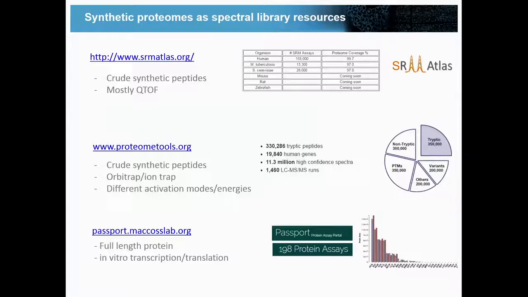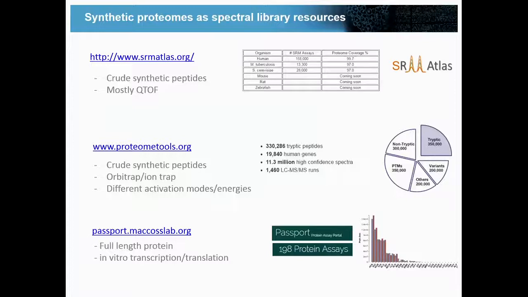And what they've now synthesized is like 330,000 tryptic peptides, and they've measured them in a similar way to here, this crude synthesis method, and they've measured them on a Fusion, either in the Orbitrap or the ion trap, measuring the fragment ions. They use different activation modes, like HCD or CID or ETD/HCD, and all various different combinations of activation methods that are available on the Lumos, and also different activation energies.